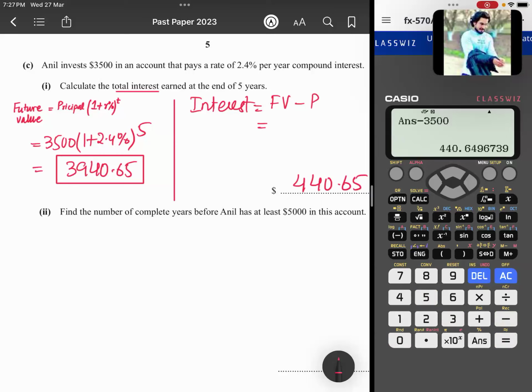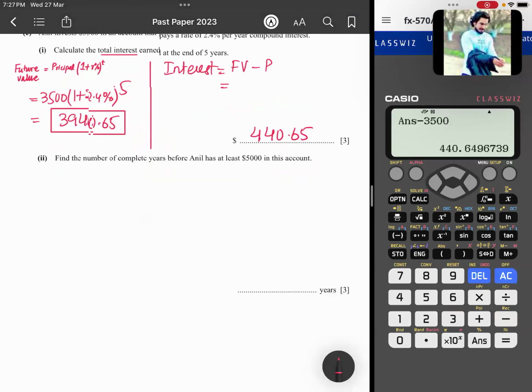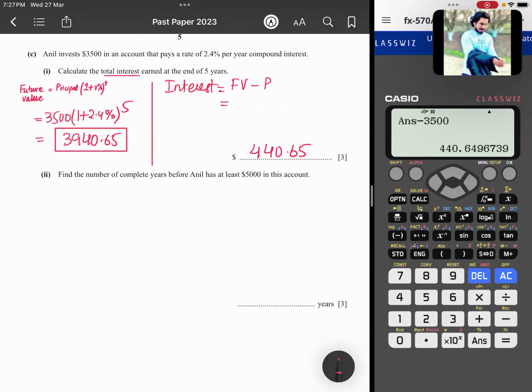440.65. Because 6 4, so that after 4 we have 9. Find the number of complete years before Anil has at least 5,000 in his account. So let's check now. It's a trial and error method. Trial and error method.